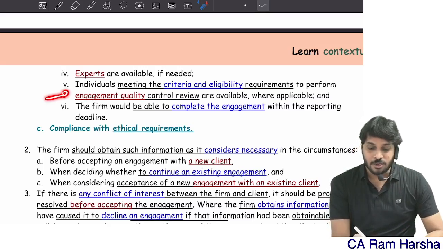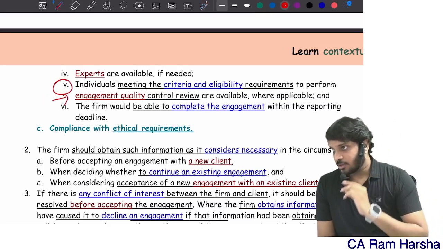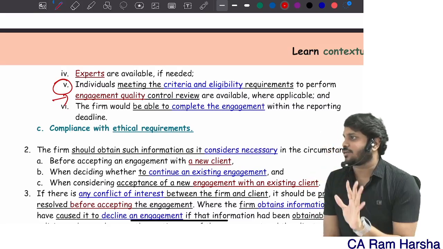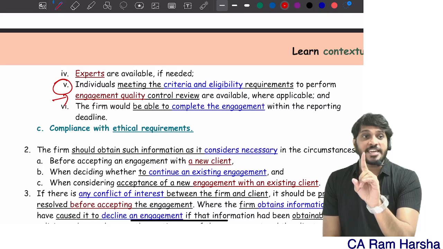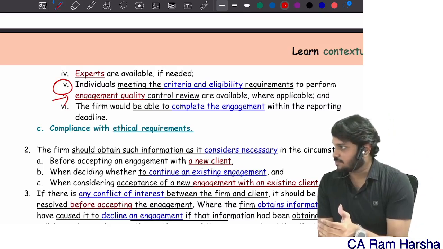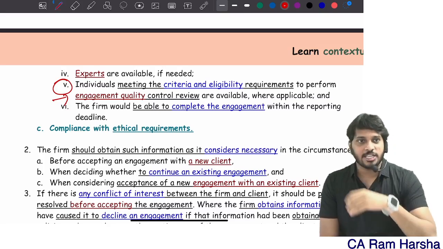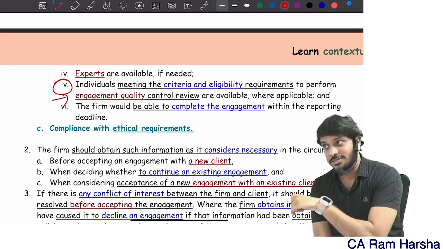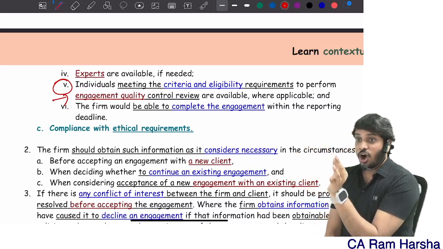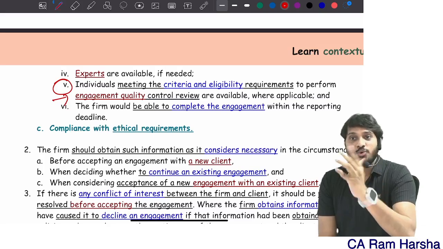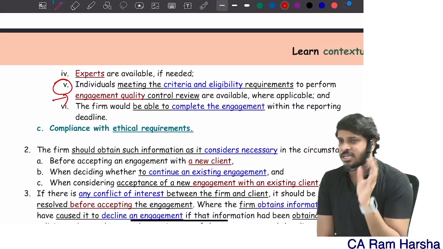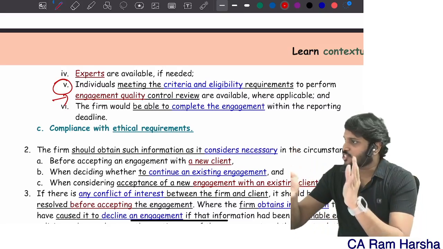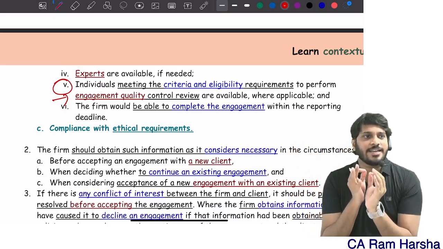You know, there is something called engagement quality control review. For which engagements does quality control review have to be performed? That is a question. For listed entities, audit engagement, it is compulsory. The standard itself says, for audit of listed entities, engagement quality control review is compulsory. For other engagements, remember I'm not saying other audits, for other engagements, which may be audit of a non-listed entity or assurance related service, whether quality control review will be performed or not, the firm has to decide. The firm has to develop a criteria. So generally quality control review is compulsory.